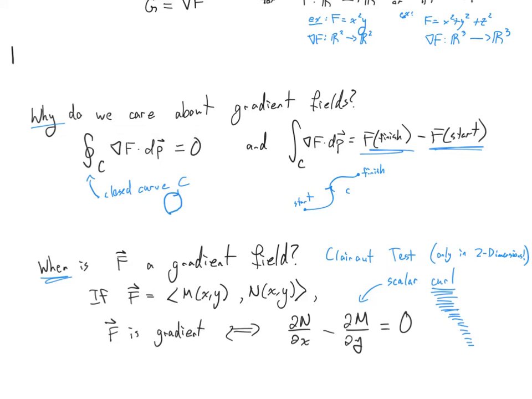So we need to try to extend this to understand what happens and can we identify gradient fields in 3 dimensions as well. In 2 dimensions, we said we've got this vector field f parameterized as m comma n. Then we have this interesting quantity that we said was dn dx minus dm dy. So n was the y component, and it got the x partial derivative applied to it. And m was the x component, it got the y partial derivative applied to it. And we take the difference between the two of them.